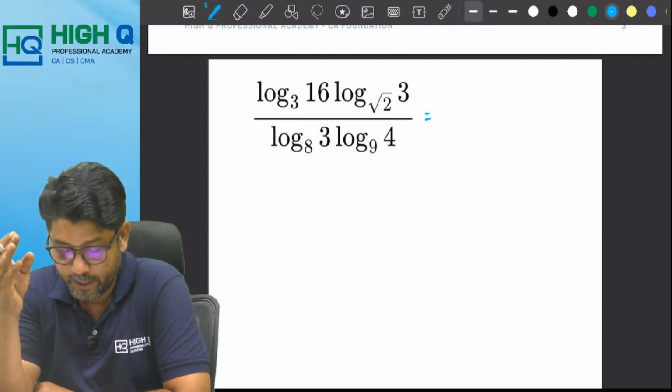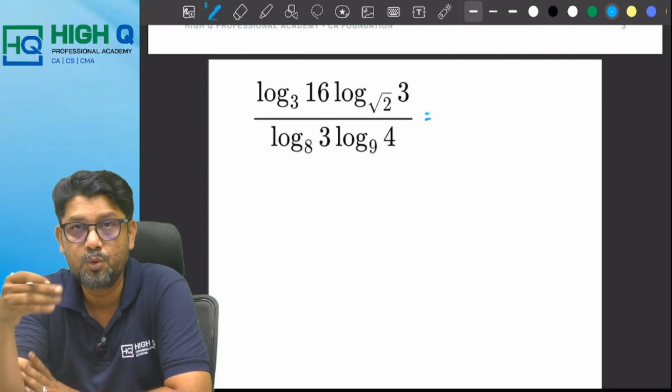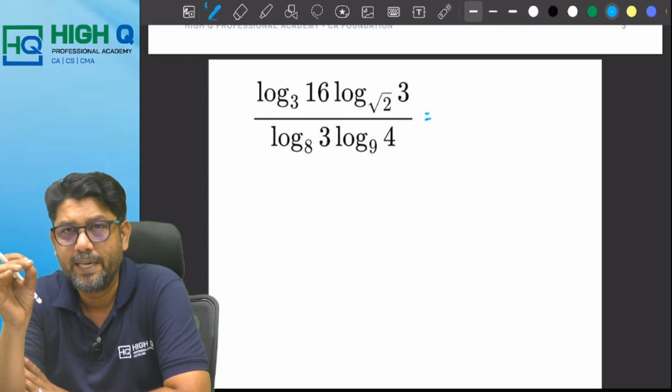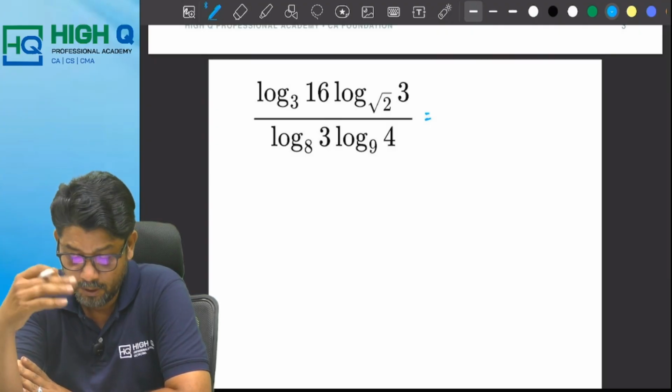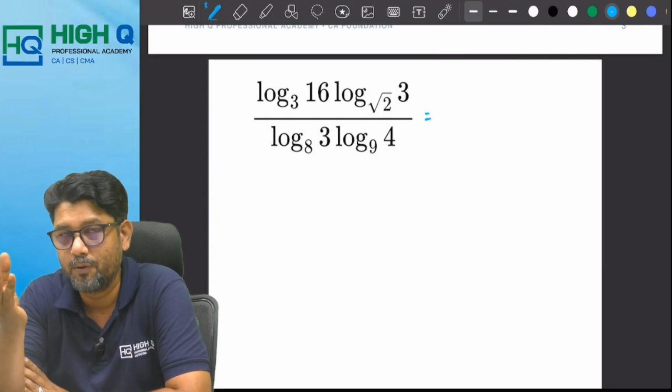It's a very simple question. Okay, when I look at the numbers, I see 16, 4, 8, 2, 3. These are the numbers involved here. 16, 4, 8, all are powers of 2 only. So here what I can say is only there are two numbers. One is 2, other one is 3.